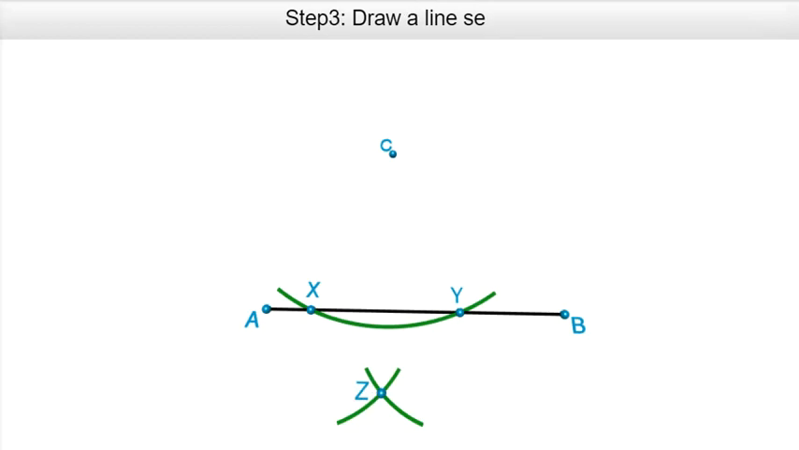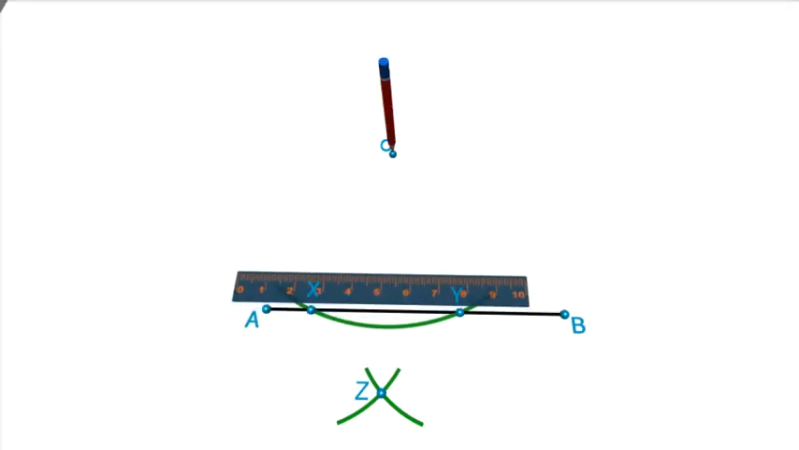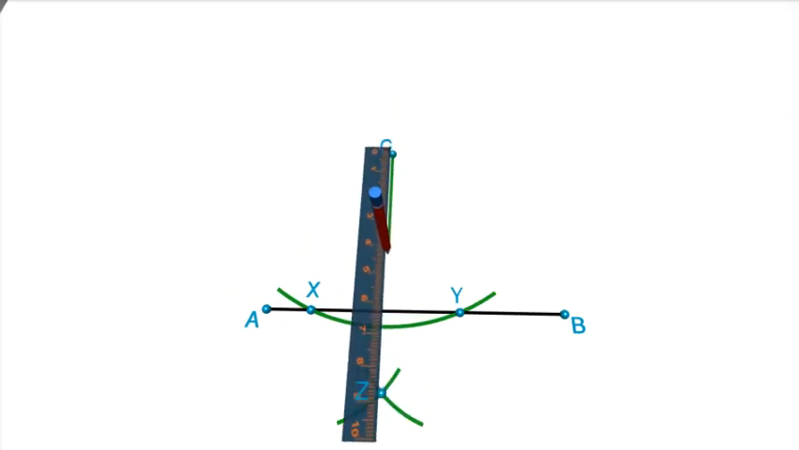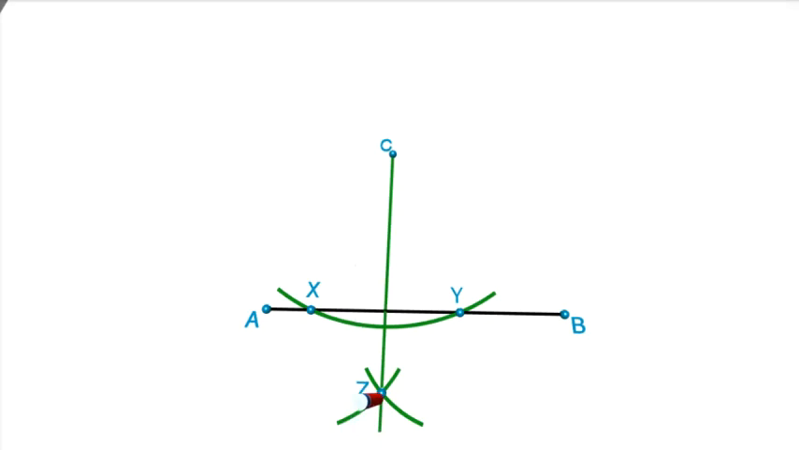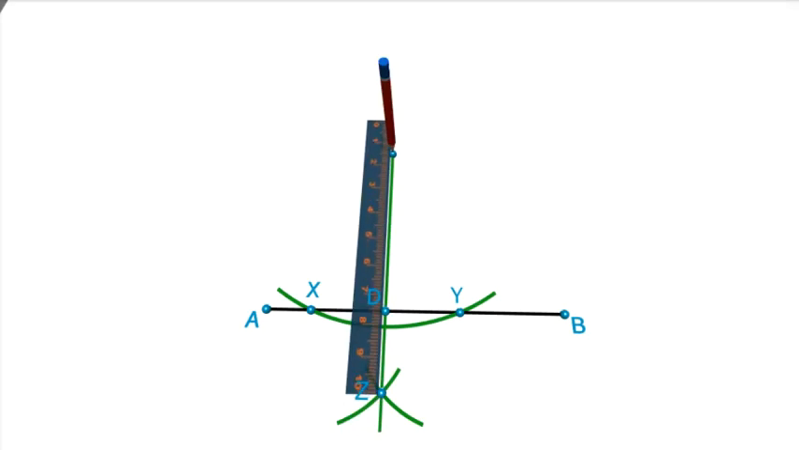Alright, so now step 3, I'm going to draw a line segment from C through Z. Now that line is going to meet AB at right angles. That line is going to be at right angles to the line AB. Where the line meets AB, I'm going to call that point D.